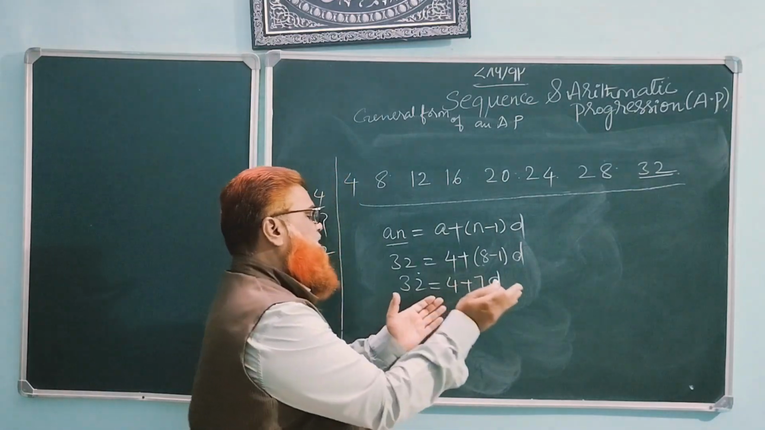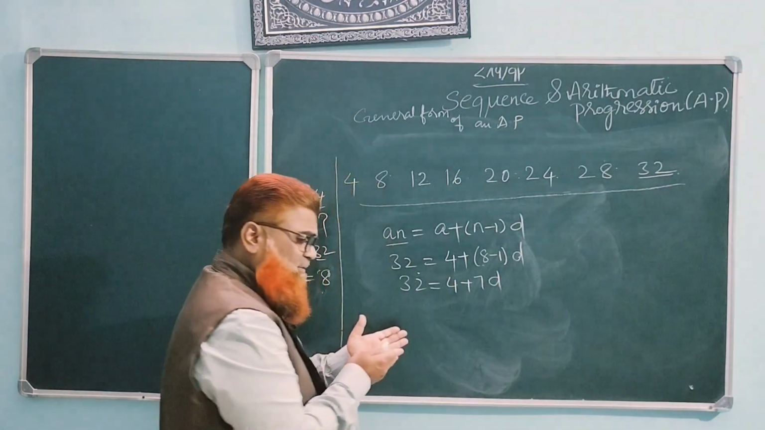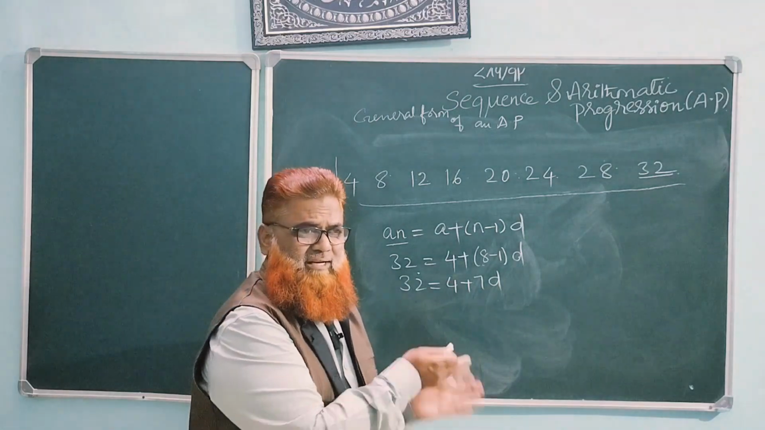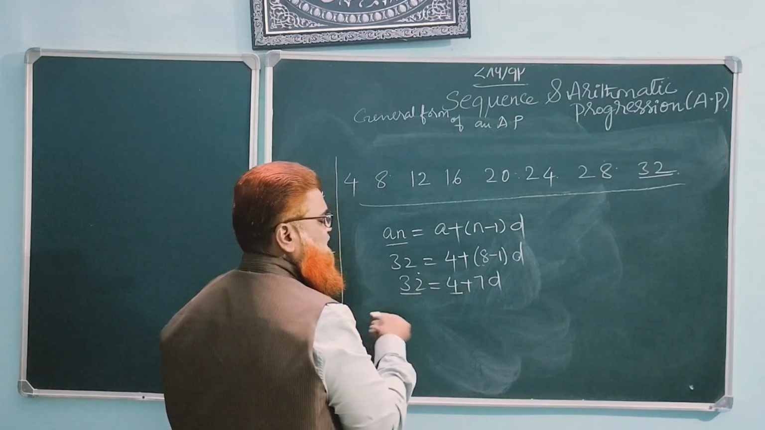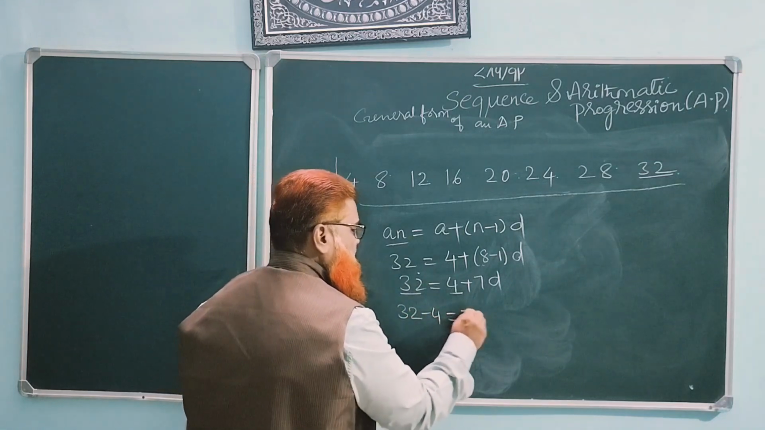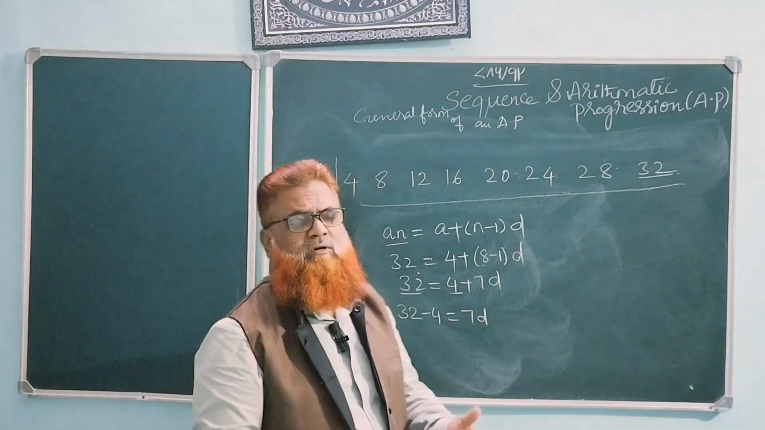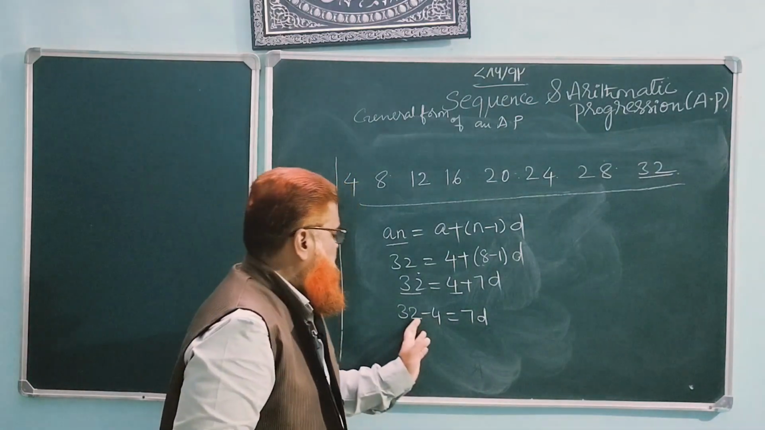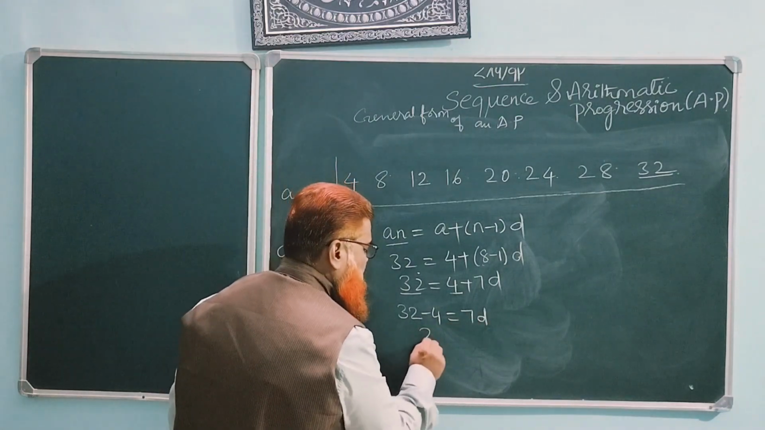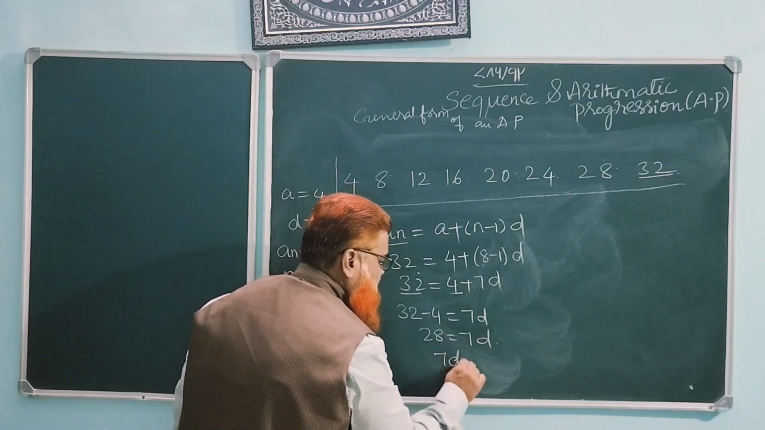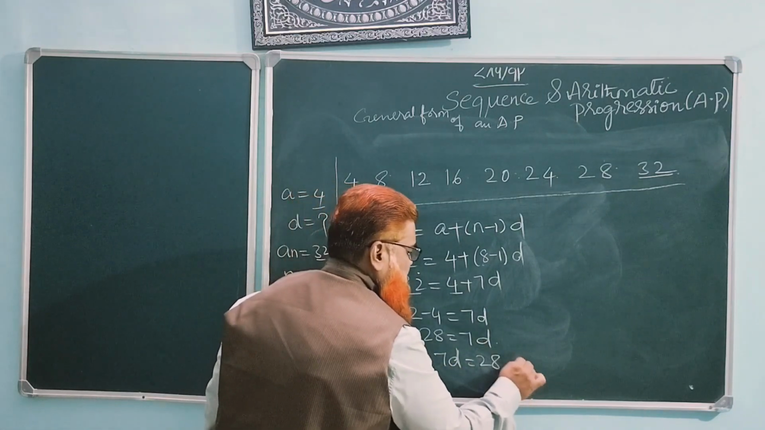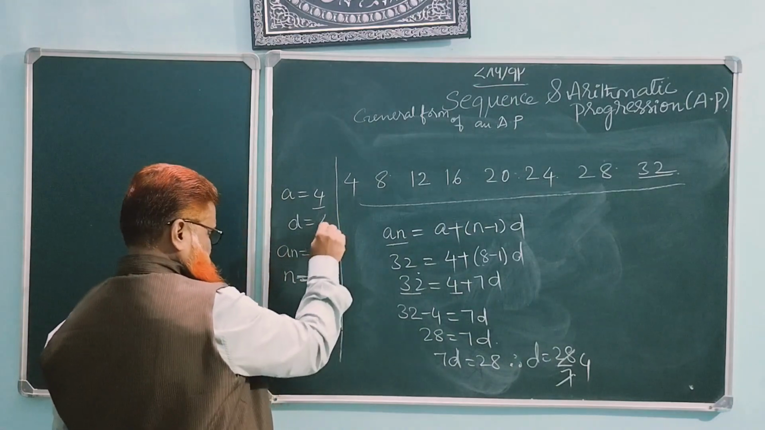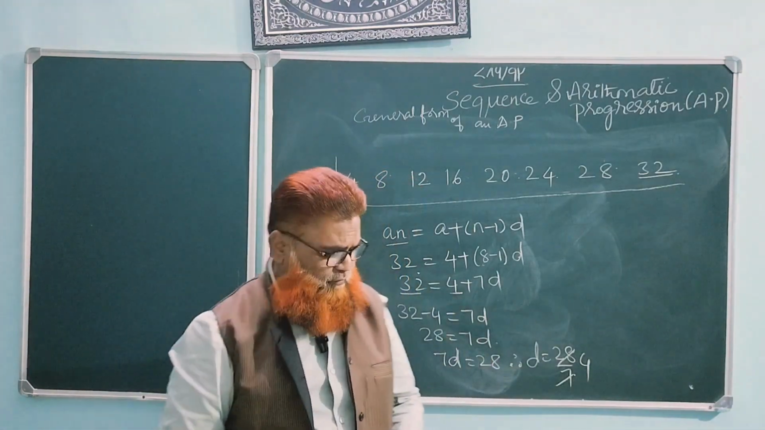Now, LHS is 32, RHS is 4 plus 7d. As per the equation rule, whatever the variable is should be retained on one side and whatever the constants are should be collected on the other side. Here 32 is a constant on the left side, and on the right side 4 is a constant. 32 minus 4 is equal to 7d, because d is a variable, the unknown term, which is called an algebraic term. So 32 minus 4 is equal to 7d. 28 is equal to 7d. 7d is equal to 28. Therefore, d is equal to 28 divided by 7. 7 fours are 28. So we found the common difference d is 4.